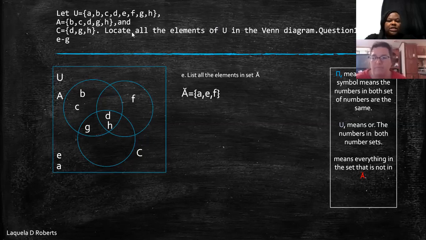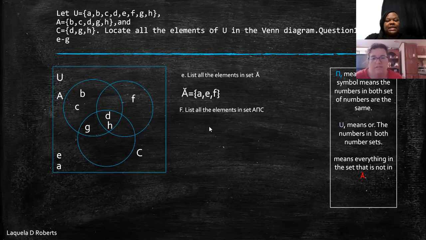So as you see, E says list all the elements in set A. So set A is right here. As you see, the set will be the small a, the E, and the F. That will be with this set A.